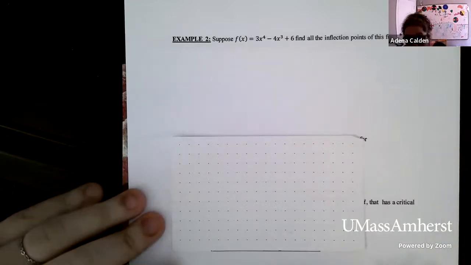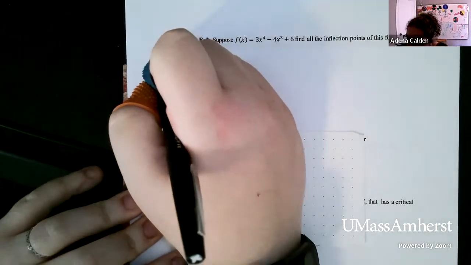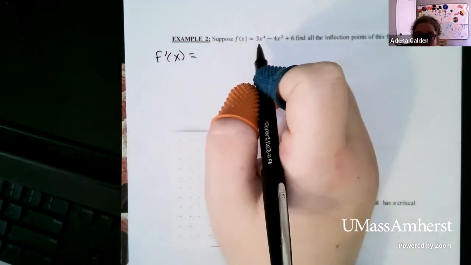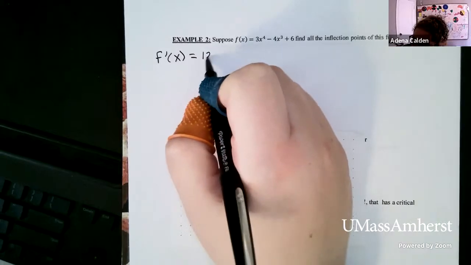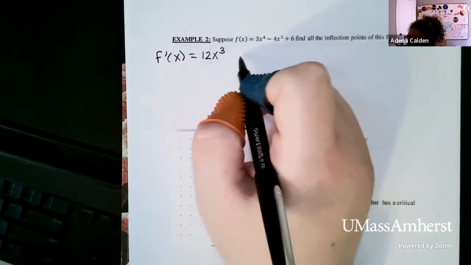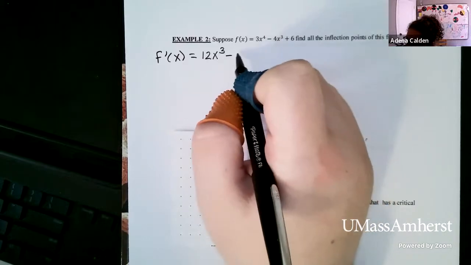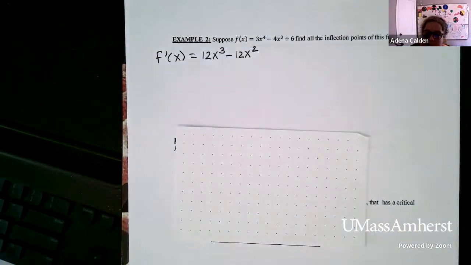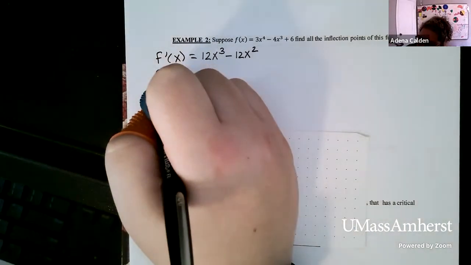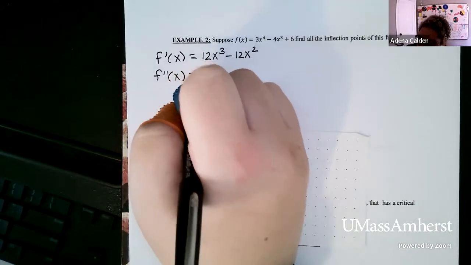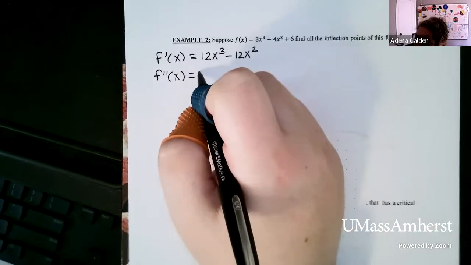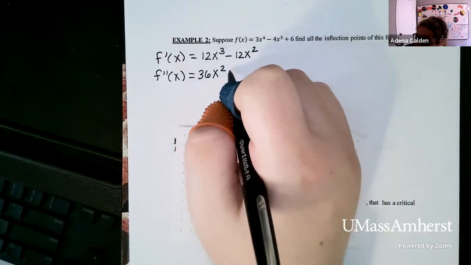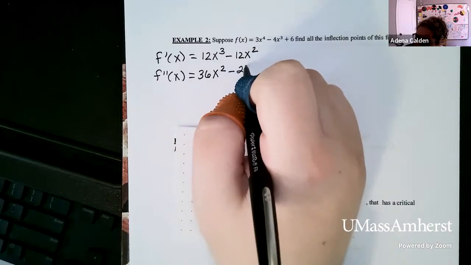So we start by finding the first derivative because we need to go through the first derivative to get to the second derivative. And so here again, we go term by term. The derivative of 3x to the 4th gives us 12x cubed minus, here 3 times 4 is again 12x squared. The derivative of 6 is 0 because it's a constant. Now for our second derivative, here we're going to get 36x squared because 3 times 12 is 36, minus, now we have 24x.